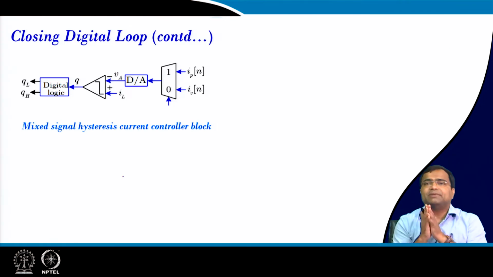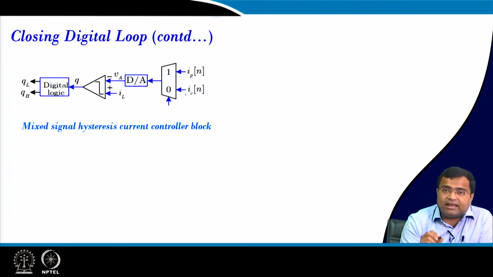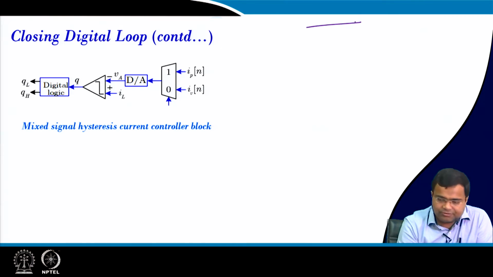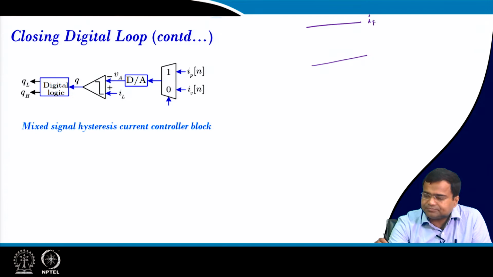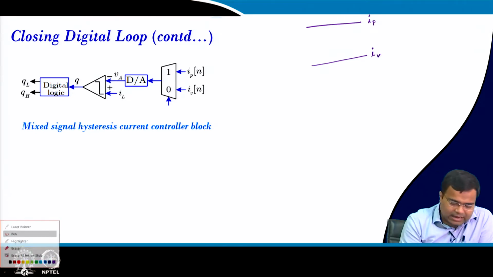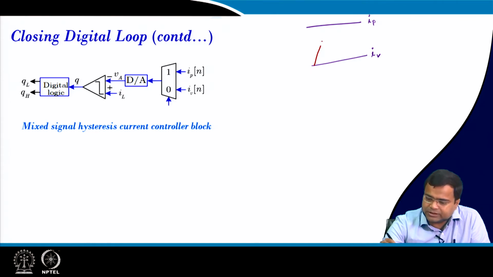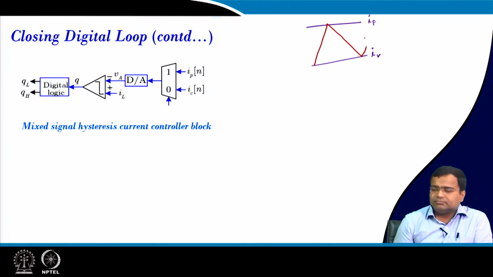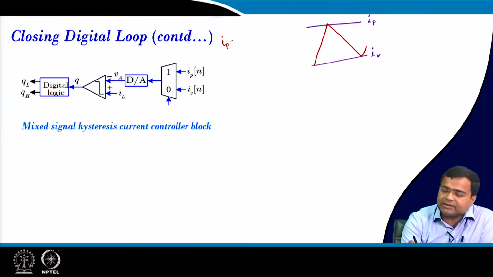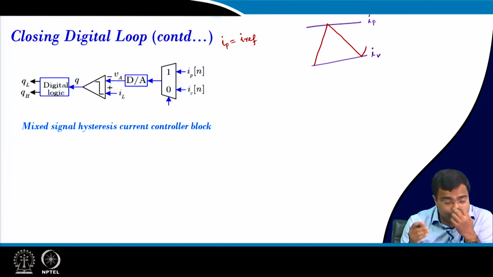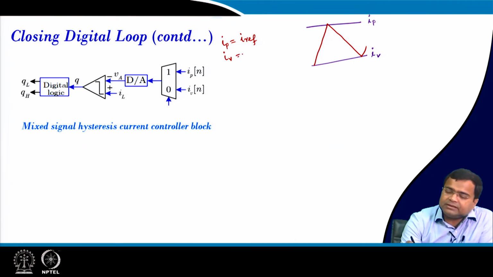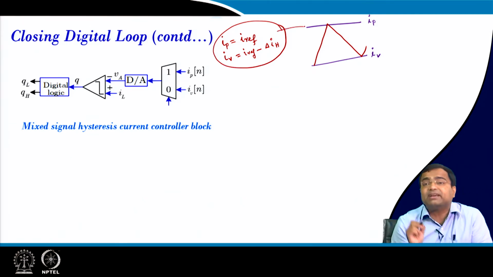You can use a time multiplex operation. We are talking about the peak and the valley. This is my peak and this is my valley, and I want to force the inductor current to be within this peak and valley. How you set the peak is in your hand. I can set the peak equal to my reference, which is the output of the digital voltage controller, and then the valley will be Iref minus delta IH. This configuration is a peak control configuration, which means we are directly controlling the peak current.